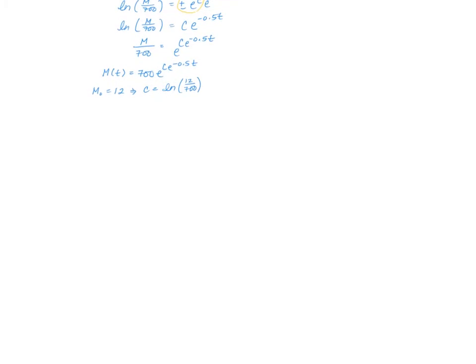All right, we're almost there. So now we've found out what our c is, the size of our tumor, the mass of the tumor at any time t. It's going to be equal to 700 e to the c, where c is the natural log of, maybe I'll write this as 3 over 175, times e to the negative 0.5t.